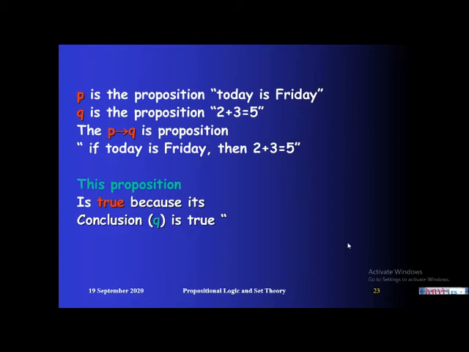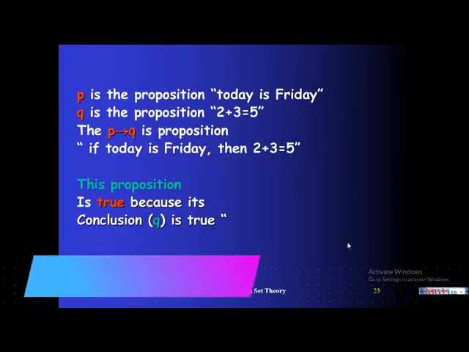If it is false, meaning today is not Friday, then false implies true is also true. So it is true because of the conclusion. We know that 2 plus 3 is 5.